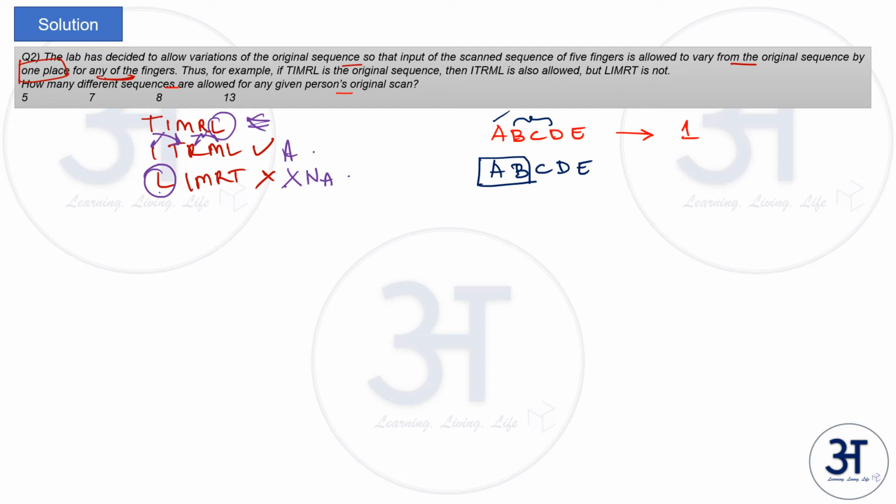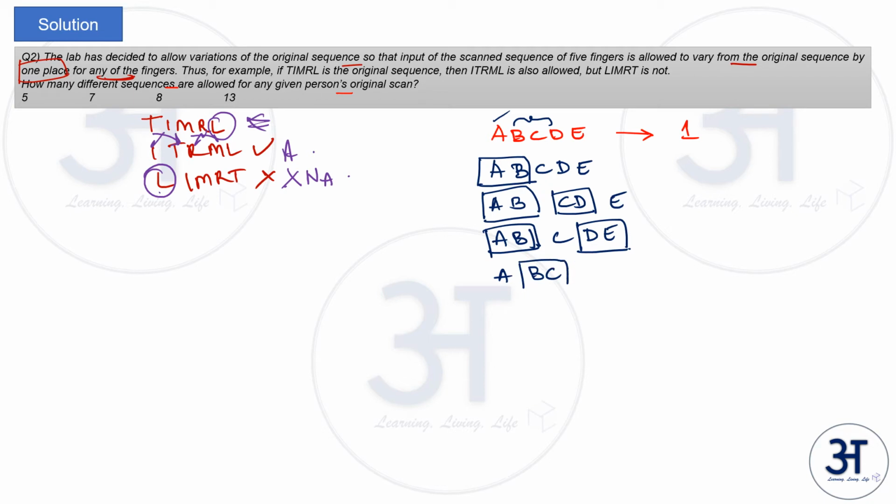So the one possibility is only AB shifting. The other possibility is AB shifting along with CD and leaving E, or AB shifting along with DE, right? So now this is done, AB is done. Let us now see BC. So you have to write it very methodically, otherwise you may get lost. BC may shift, only BC may shift, or BC may shift along with DE.